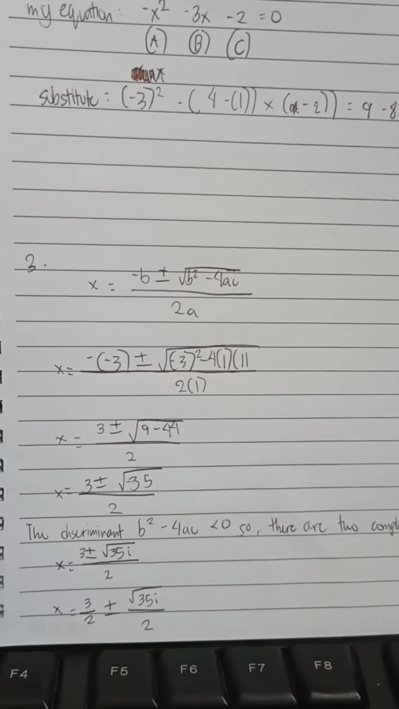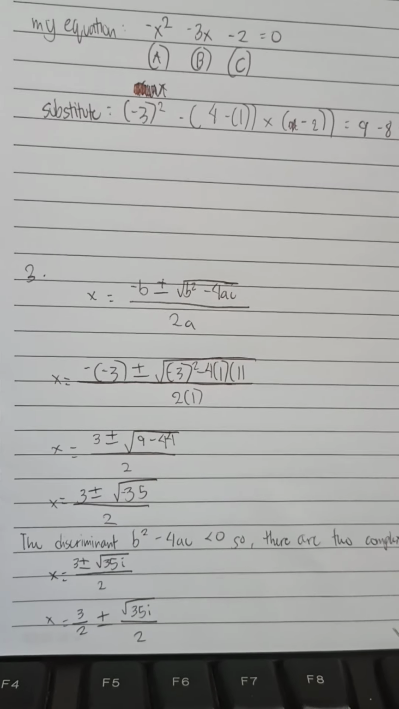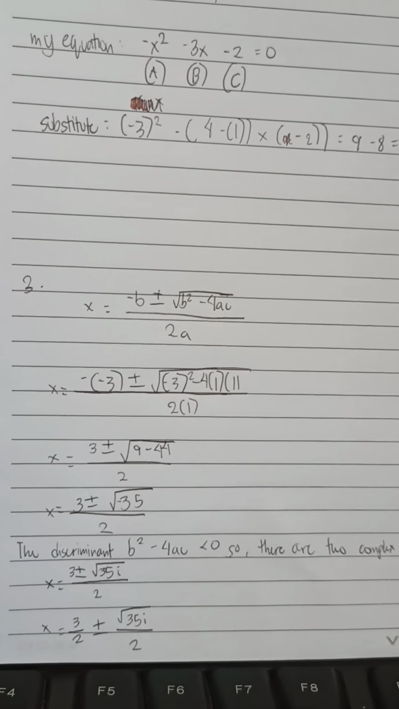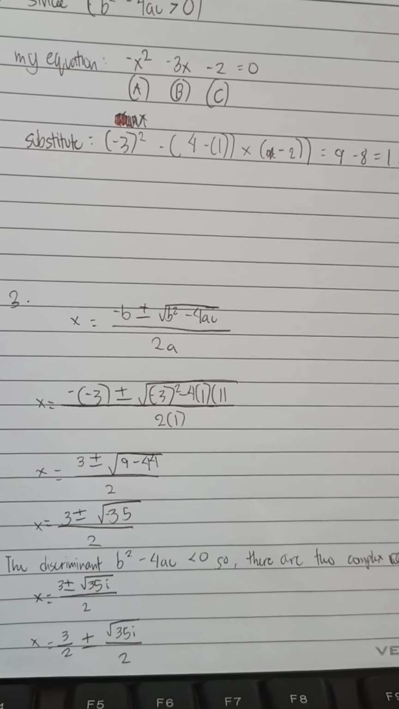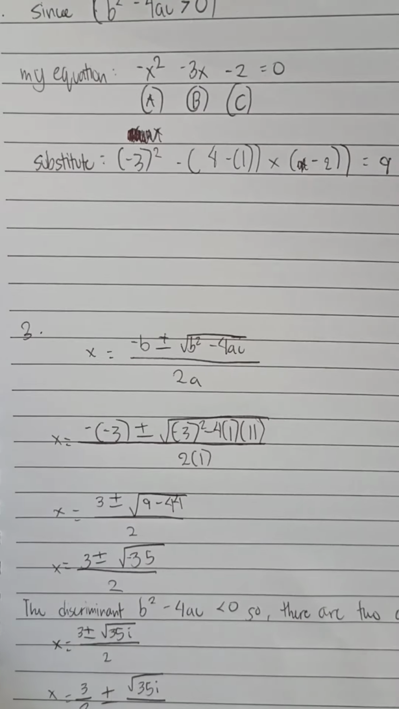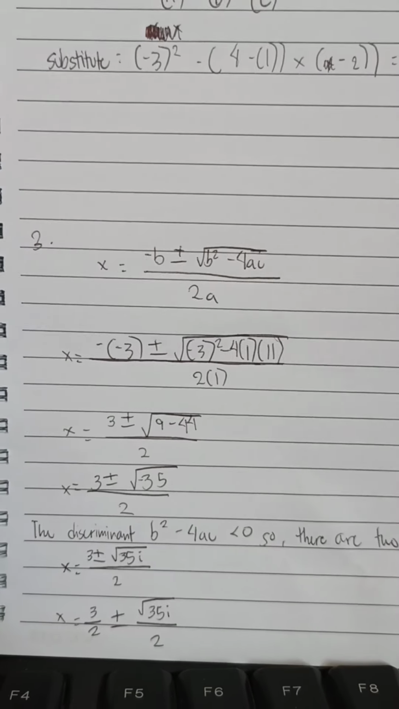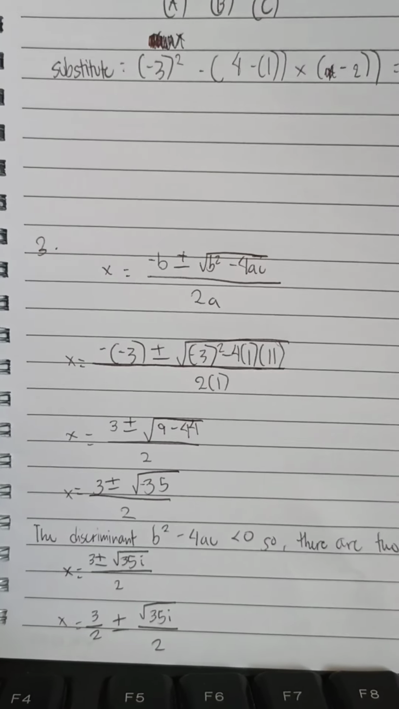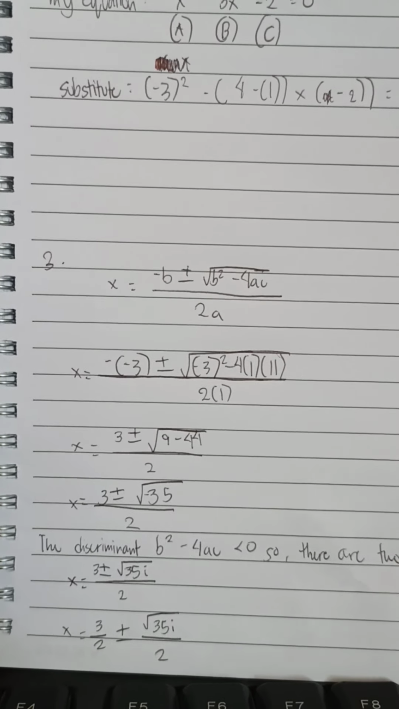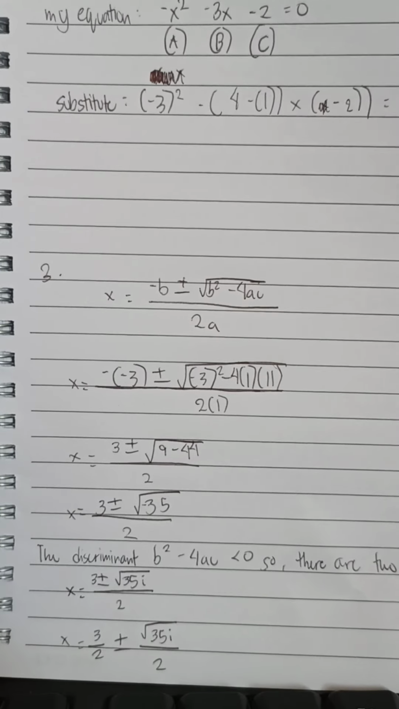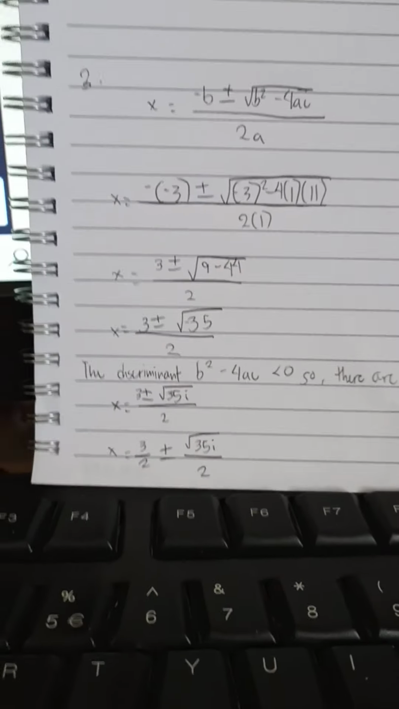So we have here the negative sign multiplied by negative 3 positive negative sign square root of negative 3 squared minus 4 multiplied by 1 and multiplied by 11, and it should be divided by 2, and 2 is being multiplied by 1. So we have 3 positive negative sign square root of 9 minus 44, and we will divide it by 2. So it will become 3 positive negative sign square root of negative 35 divided by 2.